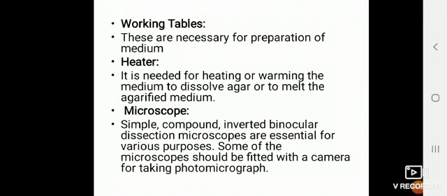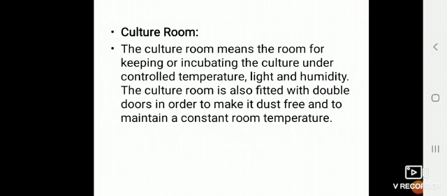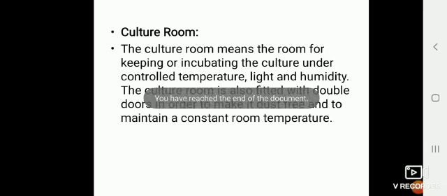Microscope, a simple compound and inverted binocular microscope, which is used to observe different objects. Microtome is also needed. Wooden racks, laboratory for aseptic inoculations. Culture room, which is very important. The culture room means the room for incubating the cultures under controlled temperature, light and humidity. The culture room is also fitted with double doors in order to keep it dust free and maintain a constant temperature. Thank you.